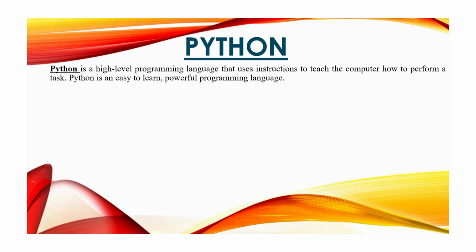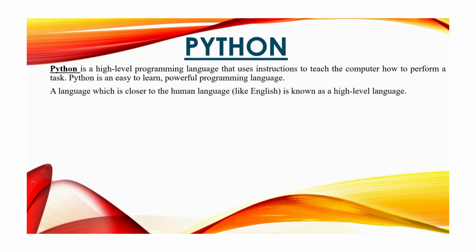Python is a high-level programming language that uses instructions to teach the computer how to perform a task. Python is an easy-to-learn, powerful programming language. High-level language means a language which is closer to human language, like English.